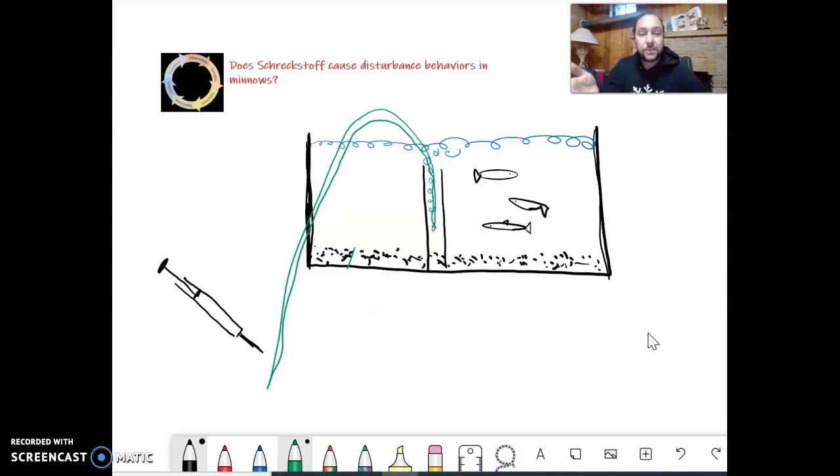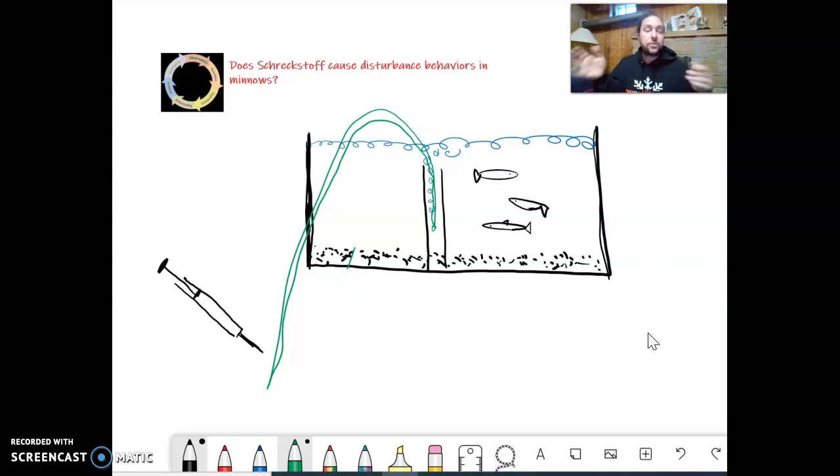And I tried it first with just regular tank water to make sure that I could do this injection thing, and that didn't disturb the minnows. It didn't seem like it should have, but I wanted to make sure. So that was my control, and I injected with tank water. You'll see the results in a little bit. Then the second time that I did it, I injected it with the Schreckstoff and tank water mixture. And again, you'll see the results.